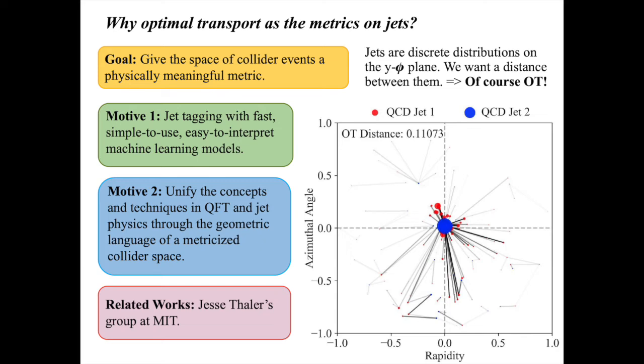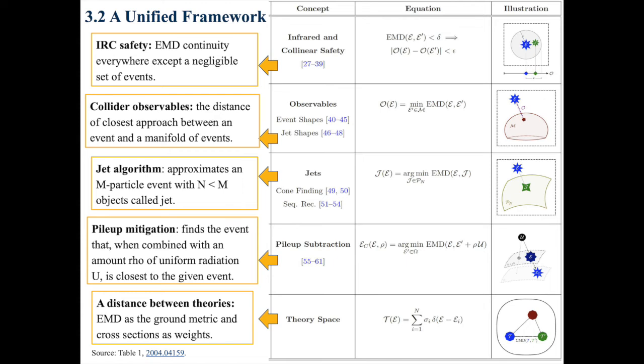But why do we need a metric in the first place? Well, if we just consider the task of jet tagging, we intuitively want jets coming from different underlying collisions to be far apart, whereas jets coming from the same type of process to be close to each other, right? And if we can endow the space of collider events with such a metric, then classifying jets will be easily achievable even with simple off-the-shelf machine learning models. It turns out that equipping the collider space with such OT distances not only accomplishes this practical task, but also provides a very surprising unified framework for various phenomenological tools studied in jet physics.